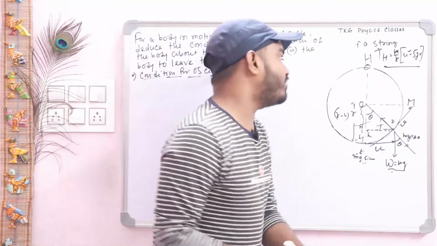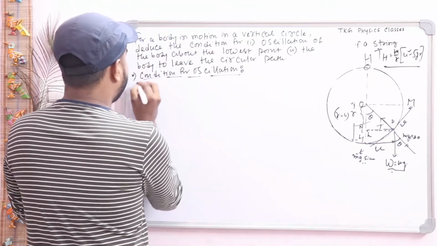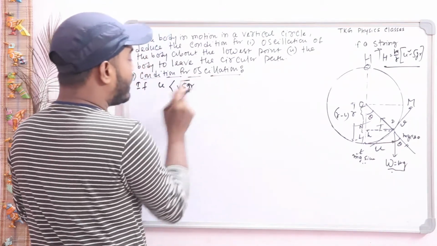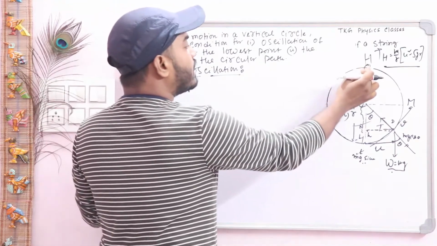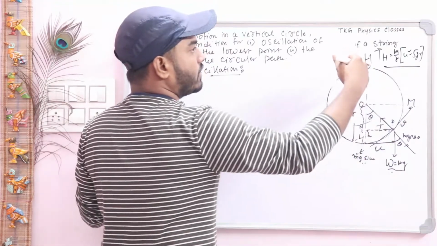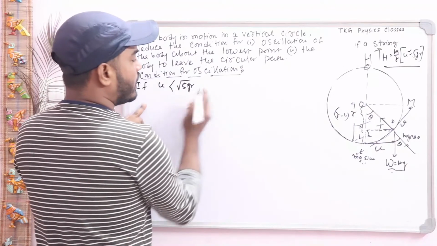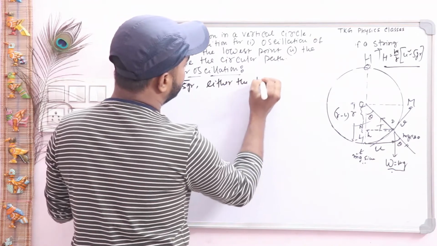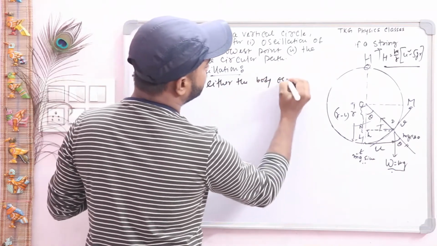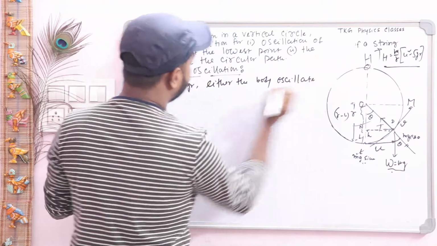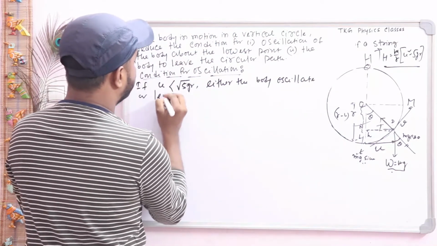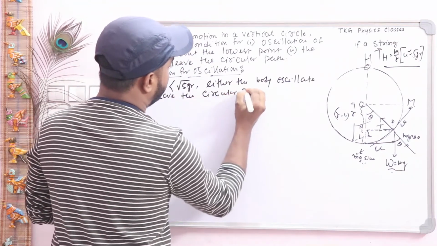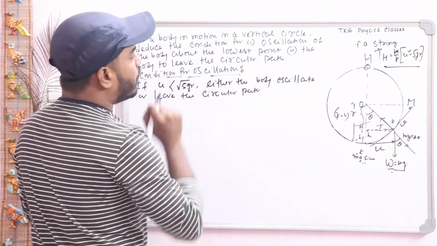So write it. If u is less than root under 5gr, because when u is equal to root under 5gr, the body attains up to this point, so the body completes this path. Okay, so if u is less than root under 5gr, either the body oscillates about its mean position or leaves the circular path. Now, you write two conditions.